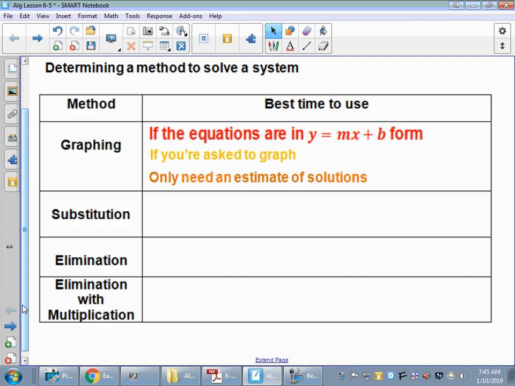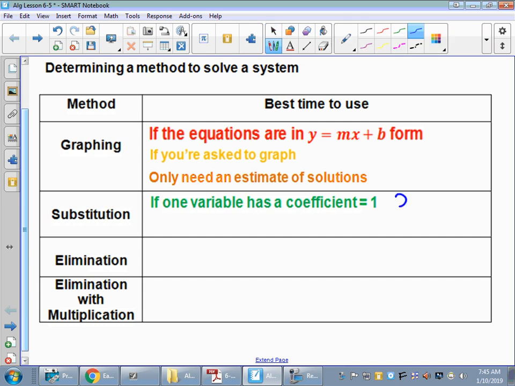How about substitution? Substitution, we want to use if one variable has a coefficient of 1. So if we already have it in a situation of x equals something, or if there's already one that just has a coefficient of 1. For example, if we had 2x plus y equals 7, the y value has a coefficient of 1, so it would be easily solved for.